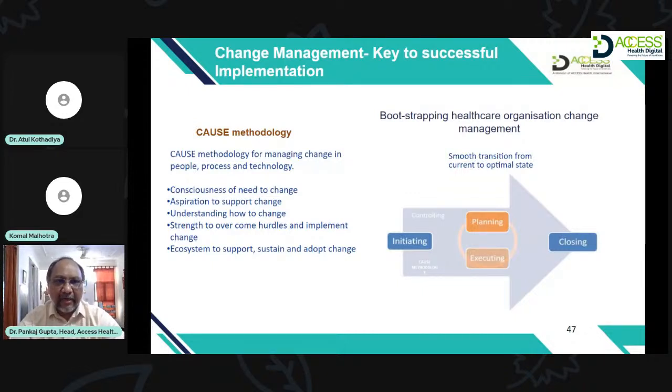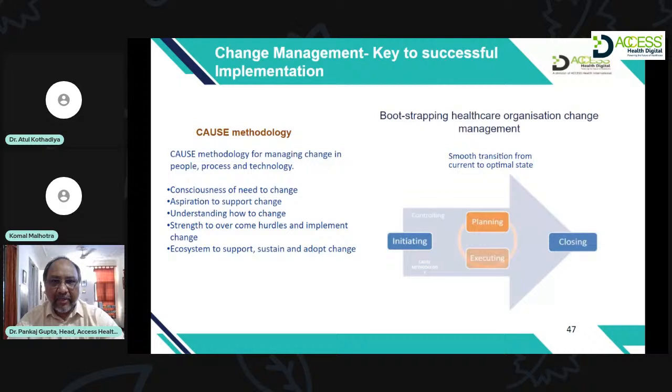So however hard you may try to get all the functionality written down, all the configuration detail written down, all the masters written down and put into the system, still things will go wrong. For sure, it will go wrong. And when it goes wrong, it is up to the top management again to come and help in removing the hurdles so that the implementation goes on.